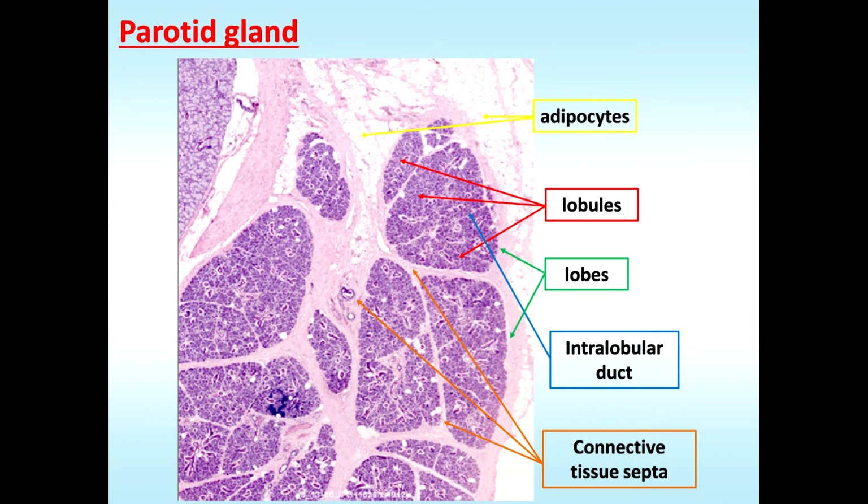In this low magnification picture, we can observe the following features. The pale pink staining represents the septa. Then we can differentiate the very thick and large septa which divide the gland into lobes. Within the lobe, we see very thin septa which create the lobules, and each lobule is going to contain the acini. Those regions without staining represent the adipocytes.